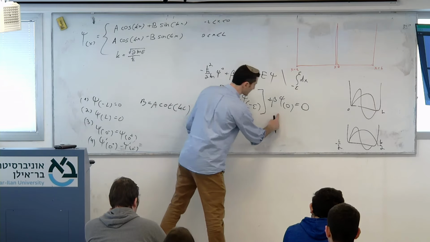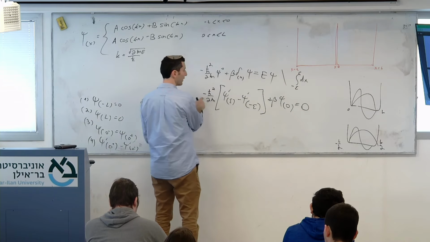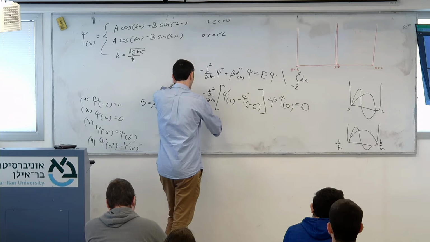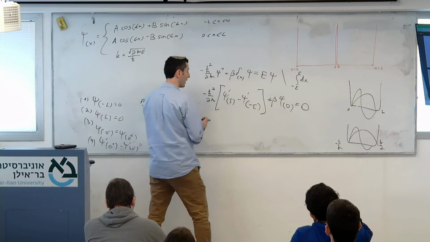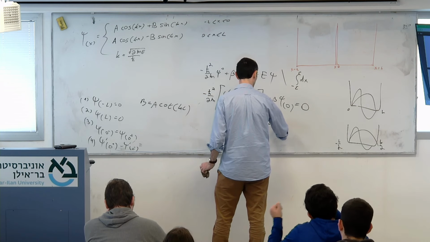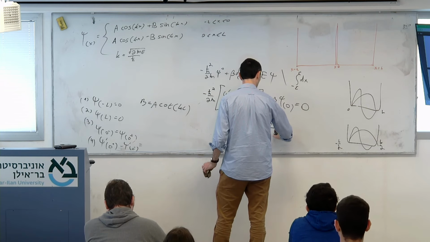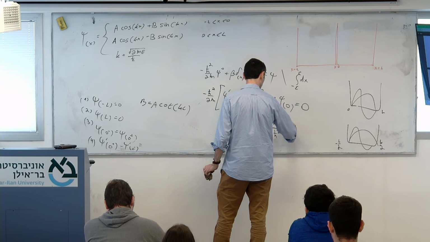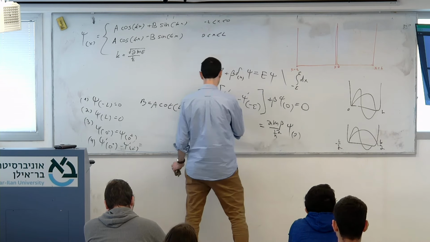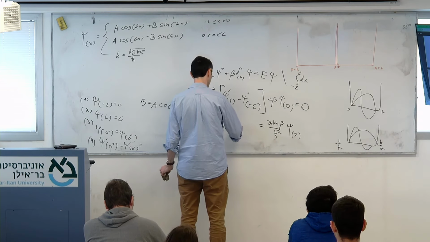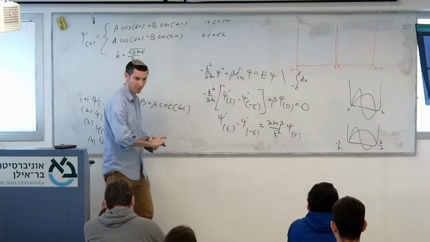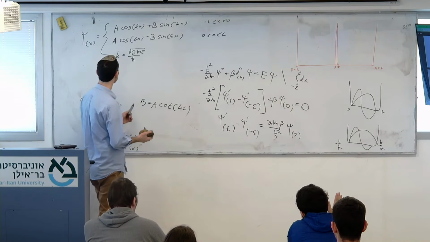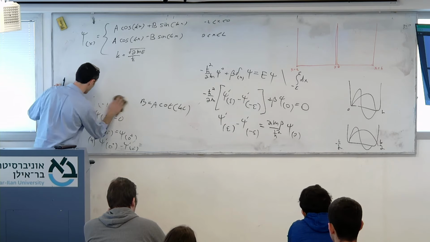Let's move this to here and get rid of the minus. And you know what? Let's multiply by 2m over h bar squared. I'm going to have here 2m beta over h bar squared psi of 0 is psi prime of epsilon minus psi prime of minus epsilon. And psi of 0 is a. So now I'm going to erase this.